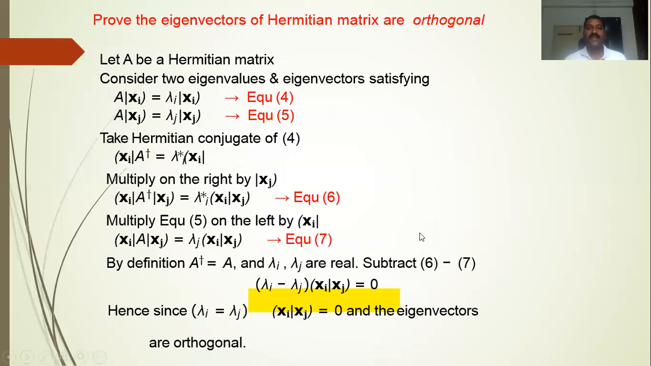And how about their corresponding eigenvectors? They will always be orthogonal. The eigenvectors corresponding to distinct eigenvalues are always orthogonal. The proof is analogous. You can just go through it.